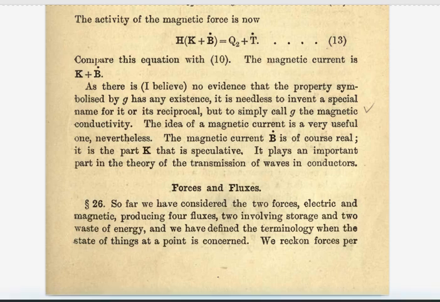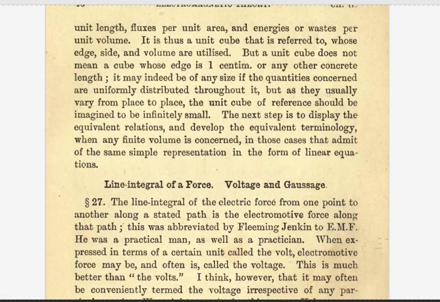Forces and fluxes. 26. So far we have considered the two forces, electric and magnetic, producing 4 fluxes, 2 involving storage and 2 waste of energy. And we have defined the terminology when the state of things at a point is concerned. We reckon forces per unit length, fluxes per unit area, and energies or wastes per unit volume. It is thus a unit cube that is referred to, whose edge, side, and volume are utilized. But a unit cube does not mean a cube whose edge is 1 centimeter or any other concrete length.